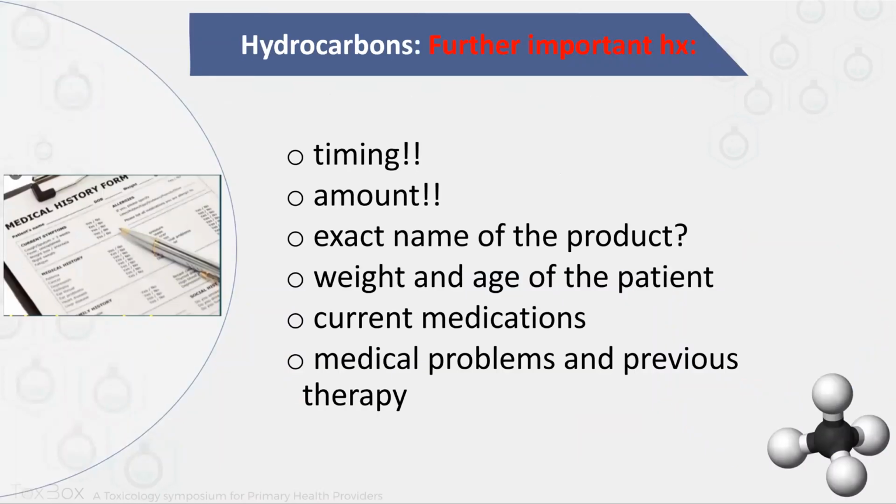It's very important to ask about the timing and amount of the ingestion. It's very, very important. It can direct you from one way of the management to the other way. The third point is the exact name of the product. Usually the parents know what substance the child has ingested, and usually they bring those substances. And you have to know the weight of the child to decide the doses of the medication, and also the current medication and past medical history of the patient are very important.